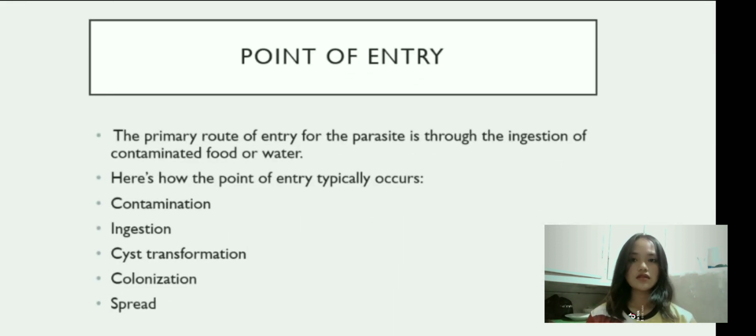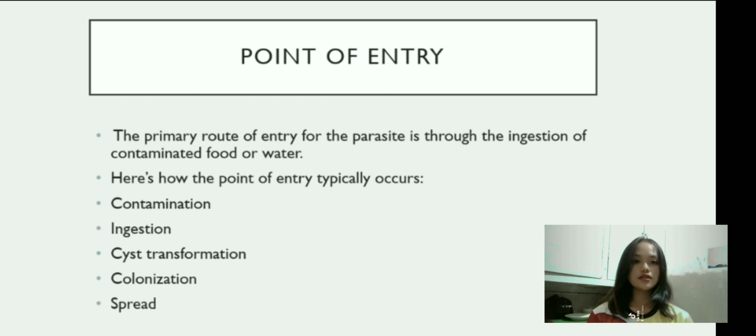Amoebic dysentery, also known as amoebiasis, is a gastrointestinal infection caused by the protozoan parasite Entamoeba histolytica. The primary route of entry for the parasite is through the ingestion of contaminated food or water. Here's how the point of entry typically occurs: first is contamination, next is ingestion, cyst transformation, colonization, and spread.